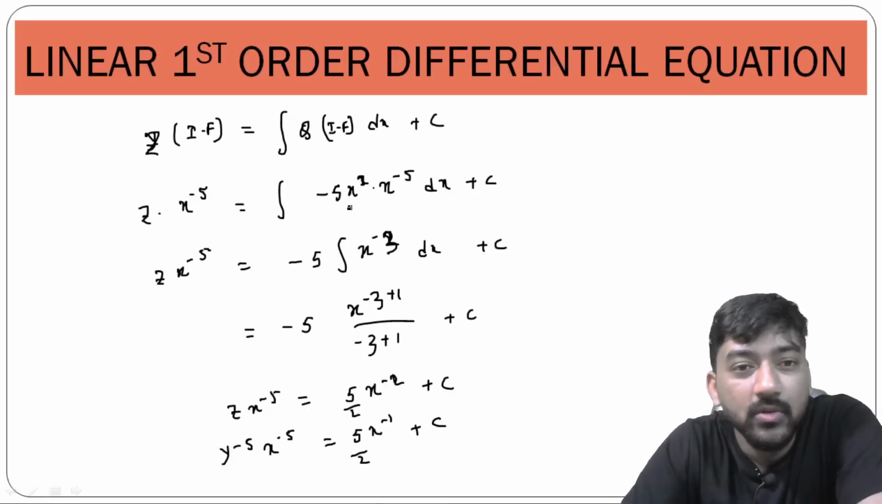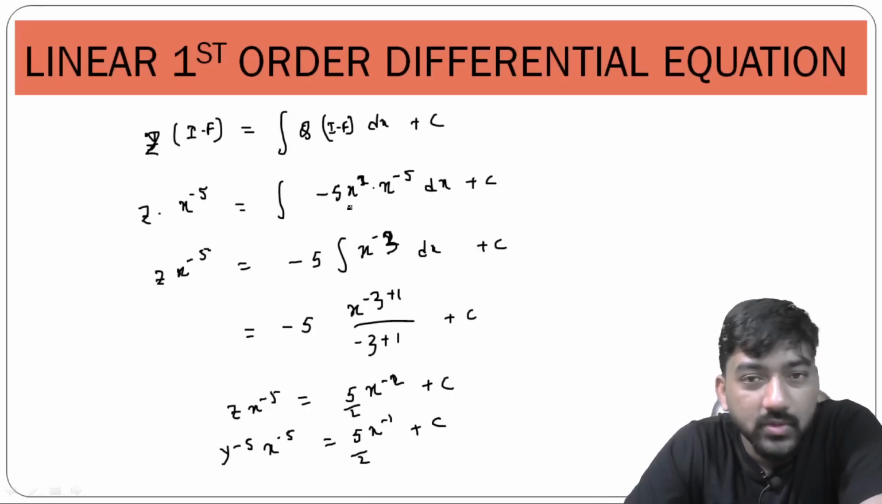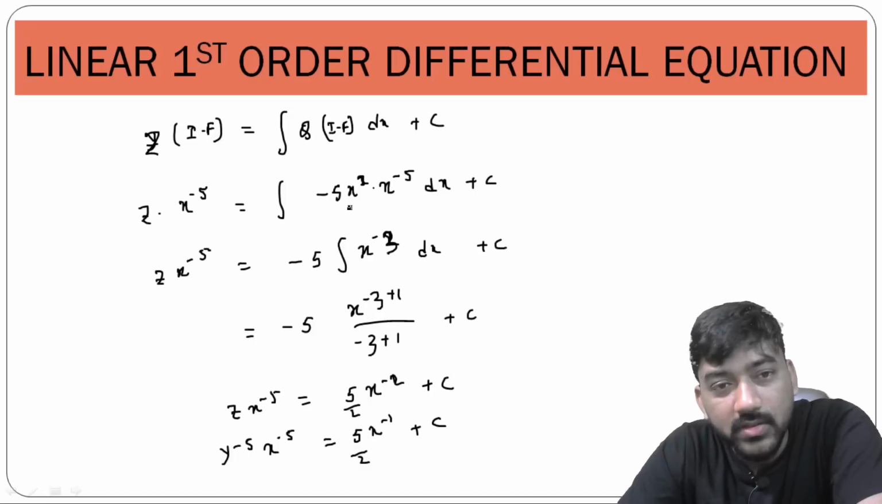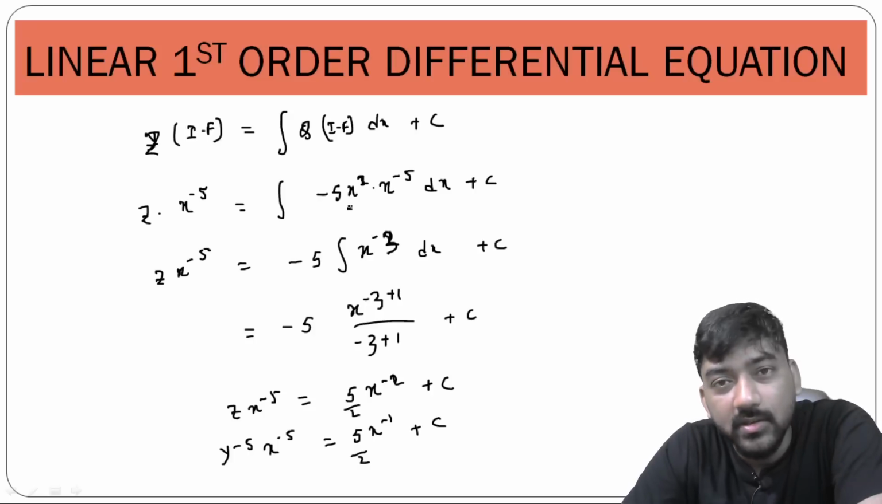So this is how you can solve the problems involving the Bernoulli equation. You have to convert the Bernoulli equation into Leibniz form, and then you have to use the general rule, as you know, y into IF is equal to integration q into IF dx plus c. Okay, thank you.